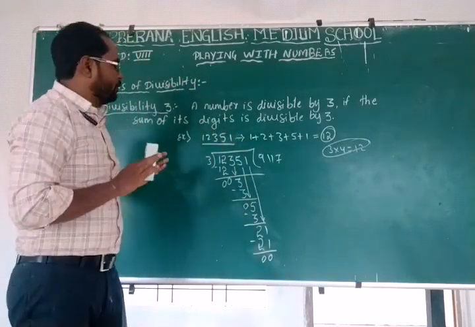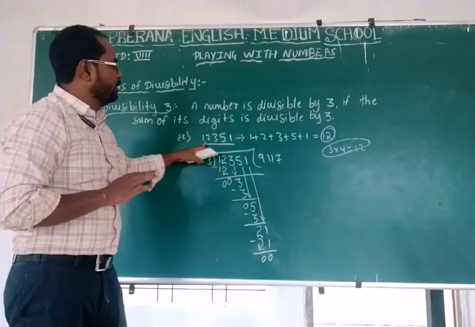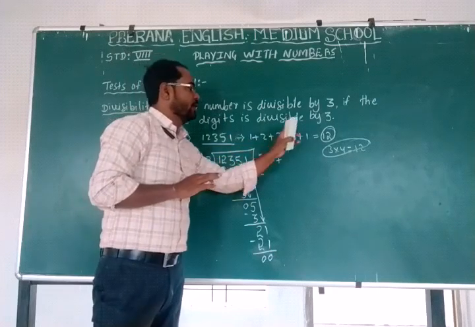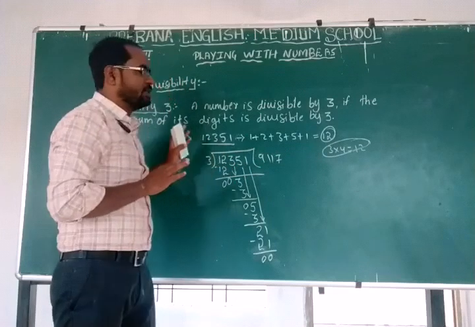We have to do a very simple thing here. Whatever the digits of the number given, you add those digits. Whatever sum you get, if it is divisible by 3, then you say this number is completely divisible by 3.